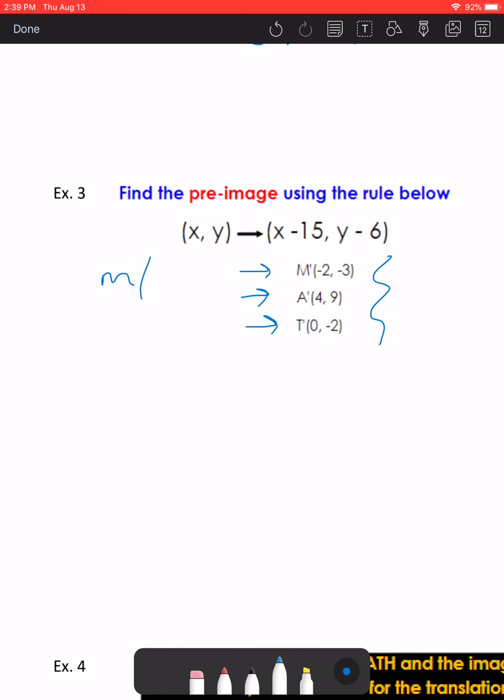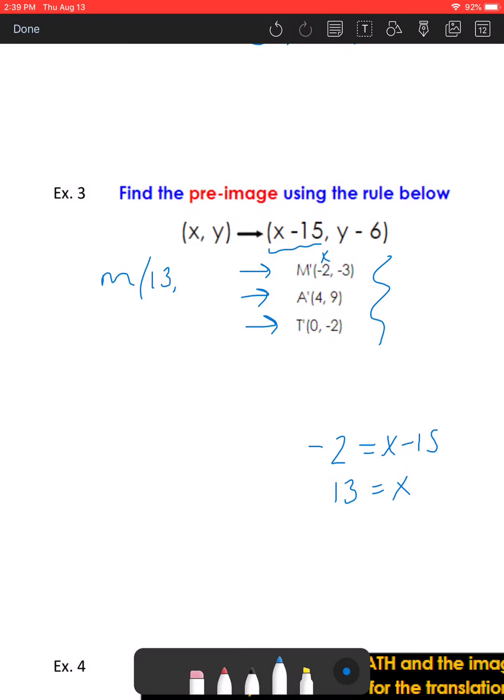Algebraically, what is happening is this. Say your x value on your image point, -2, is equal to this x value in our rule. So technically I can set up an algebraic equation that says -2 is equal to x minus 15, and I can solve this for x. If I add 15 to each side, I get 13 is equal to x. So my x value for my pre-image is 13.